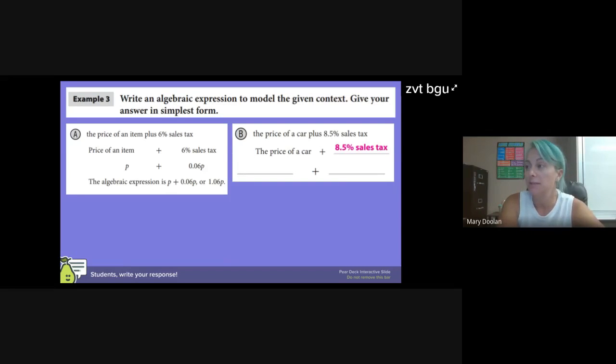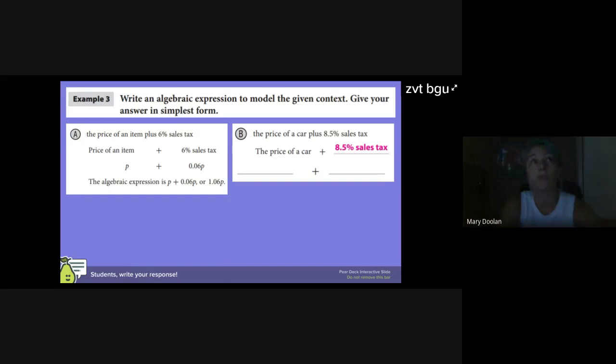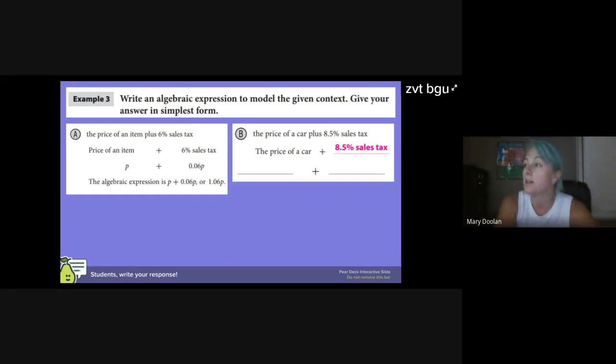I see a T. Okay, the variable is not important. It's just that you use one and be consistent with your variable in your expression. And then you have to figure out, how do you take 8 5/10%? How do you change that into a decimal that you can do math with? Okay, it's not just 8.5.